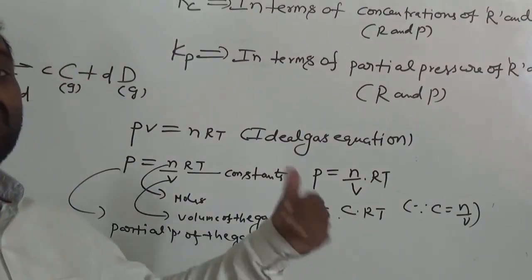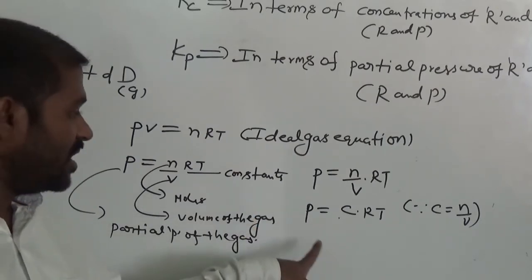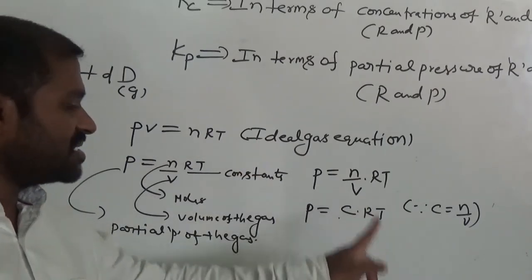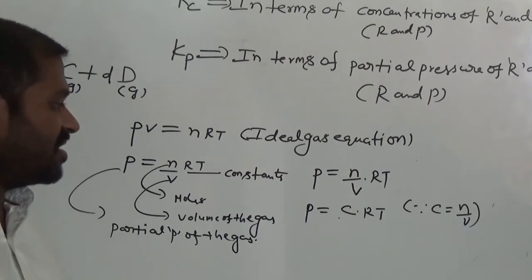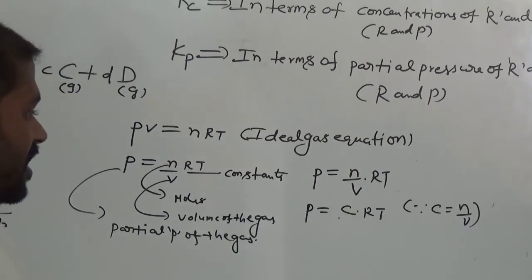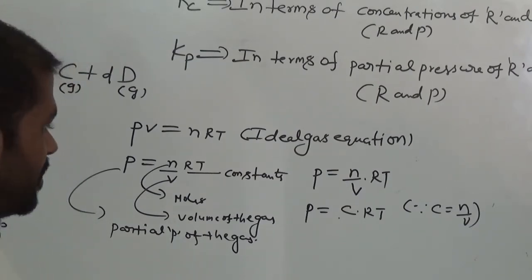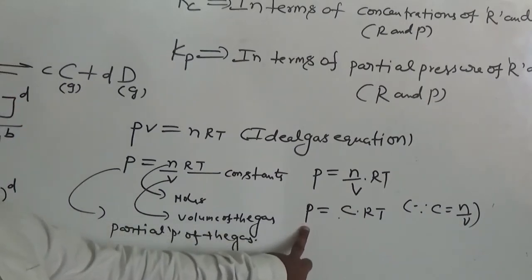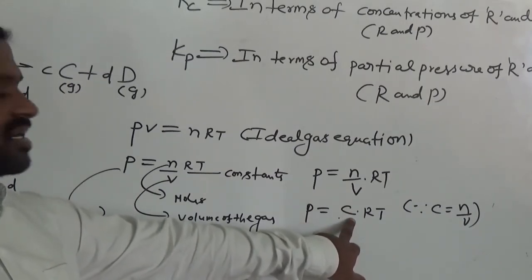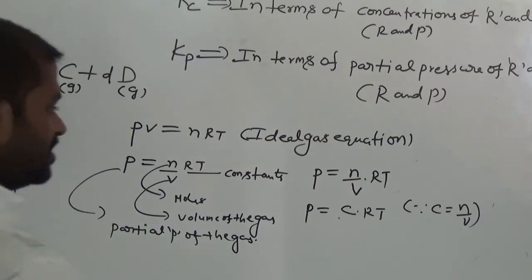C is the molar concentration of the reactants and products. P is the partial pressure. R is the gas constant, which is a constant value. T is also a constant, the absolute temperature, represented in Kelvin. Is it clear, all of you? So the partial pressure of the gas equals the concentration of that gas into R into T. Very, very important equation.